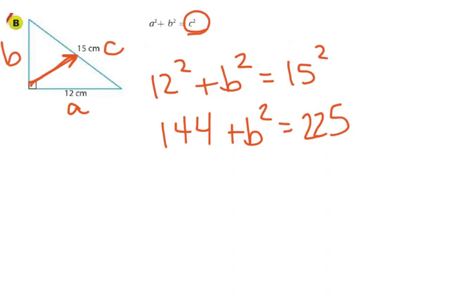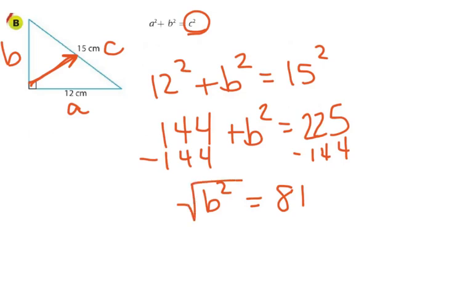All right, so I want to get the b squared by itself. Essentially, I want to get b by itself, right? So I've got to subtract 144 from both sides. And I'm left with b squared equals 81. All right, but I don't want to find what b squared is. I want to find out what b is by itself. So in order to get b by itself, I have to take the square root of both sides, because whatever you do to one side, you must do to the other in order to keep it equivalent.